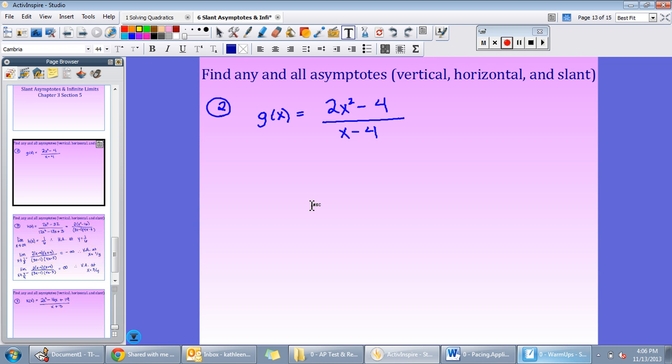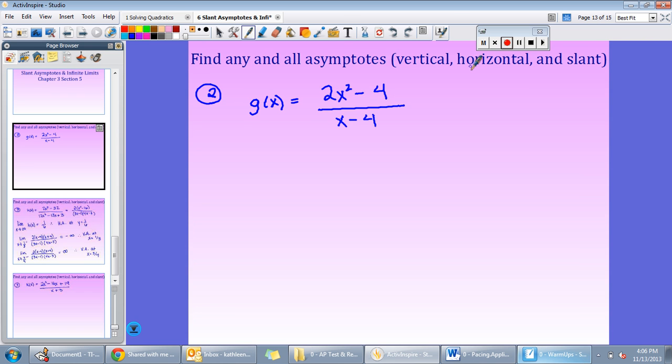Alright, so we did an example in class, and here's another example where we would need to find any and all asymptotes of this function. The easiest ones to do are the horizontal asymptotes, and we use the limit notation as x is going to infinity. So the limit of g of x as x goes to infinity is infinity because the degree of the numerator is greater on the top. So there is no horizontal asymptote.